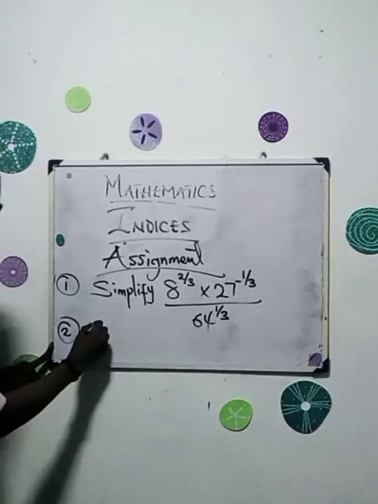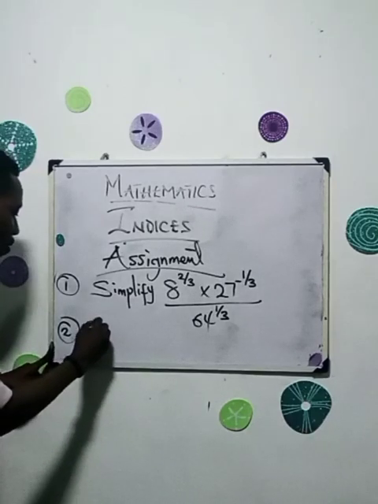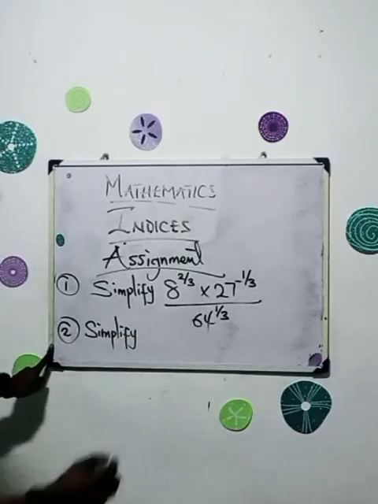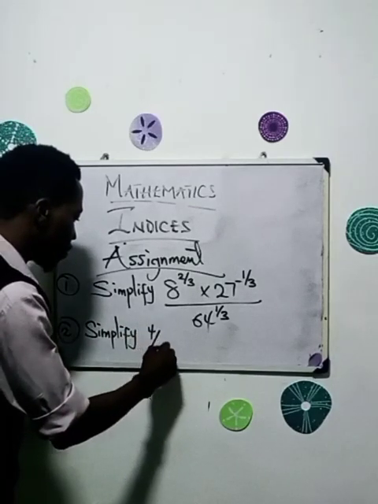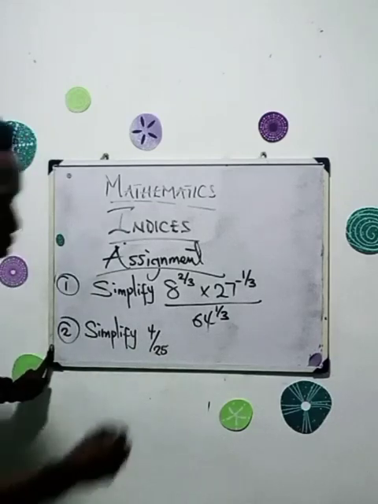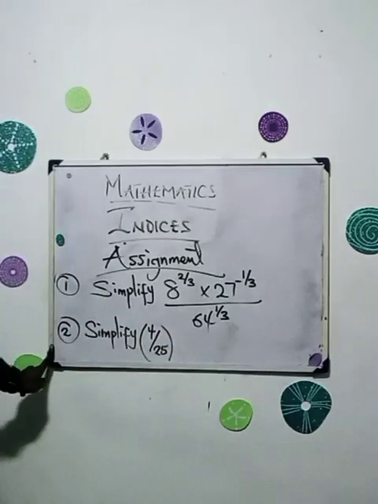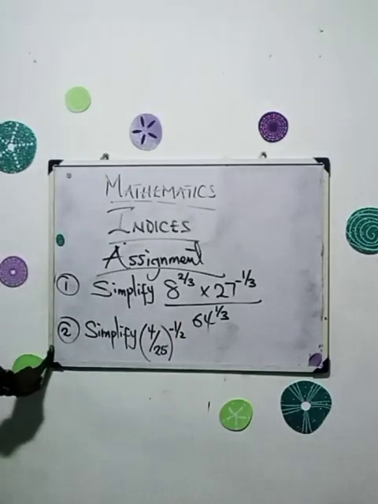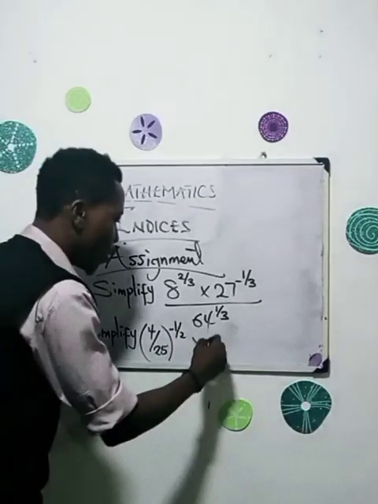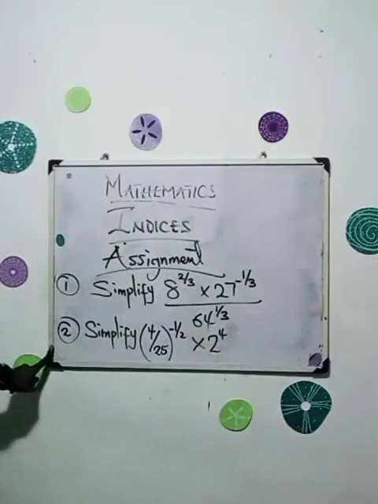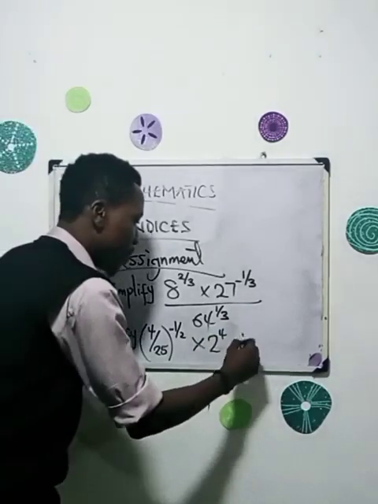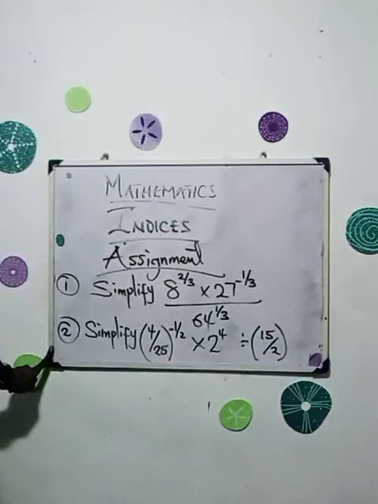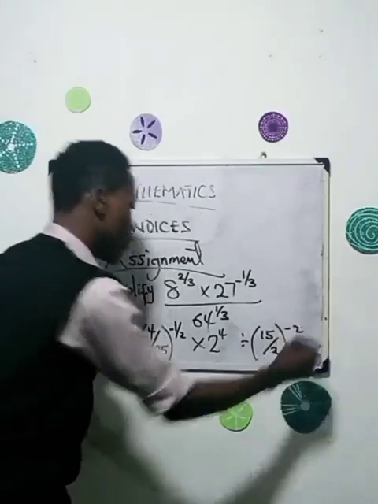Question number 2 says, also simplify 4/25 raised to the power of negative 1/2 times 2 raised to the power of 4 divided by bracket open 15/2 raised to the power of negative 2.